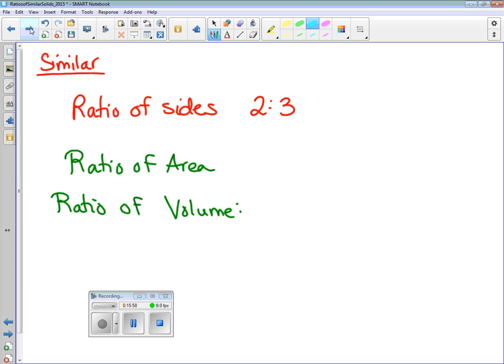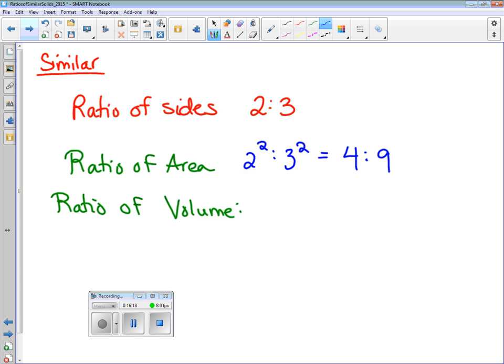But let's say I had the ratio of the sides is 2 to 3. How could I find the ratio of the areas? What would I do? Right, so it would be 2 squared to 3 squared, which would be what? 4 to 9. Good. Nothing tricky here.